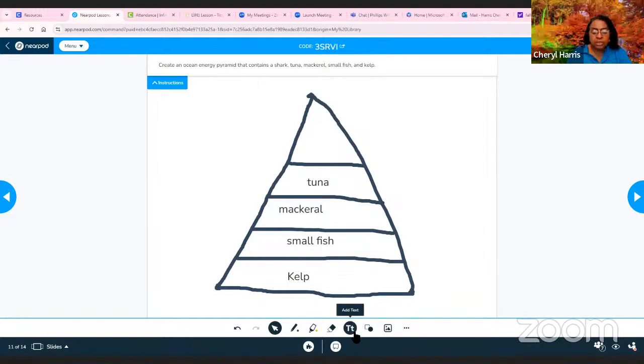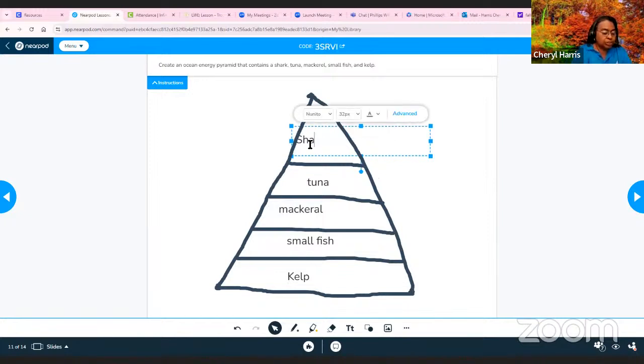Okay, and our shark is at the top. Our shark is listed as our apex predator. Things don't usually eat the shark. The shark is our tertiary consumer, top of the pyramid, or top of the food chain, as they say in Nemo. Okay, so sharks eat tuna, tunas eat mackerel, mackerels eat small fish, and small fish eat kelp. And as we go up, again, there are fewer sharks in the ocean than there are kelp. There's a whole lot more kelp than there are sharks. And the sharks don't eat kelp, they eat tuna.